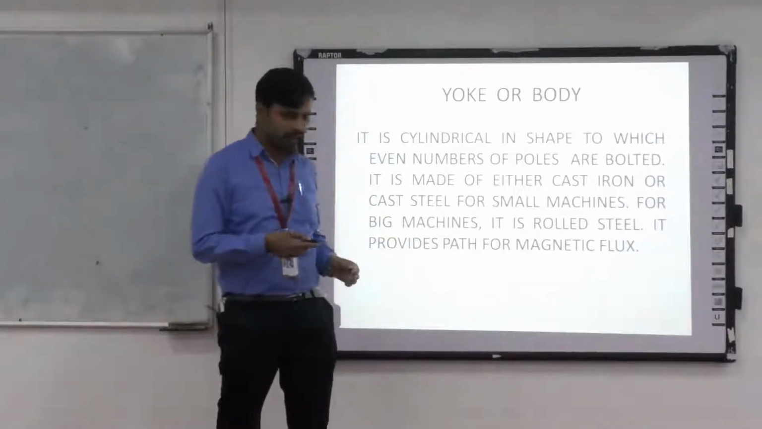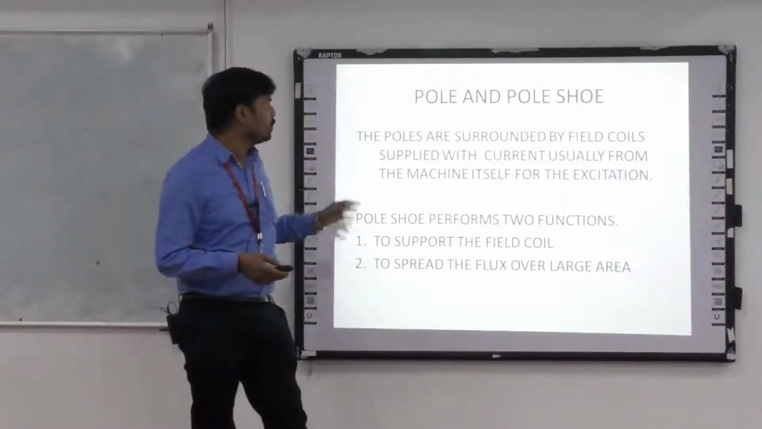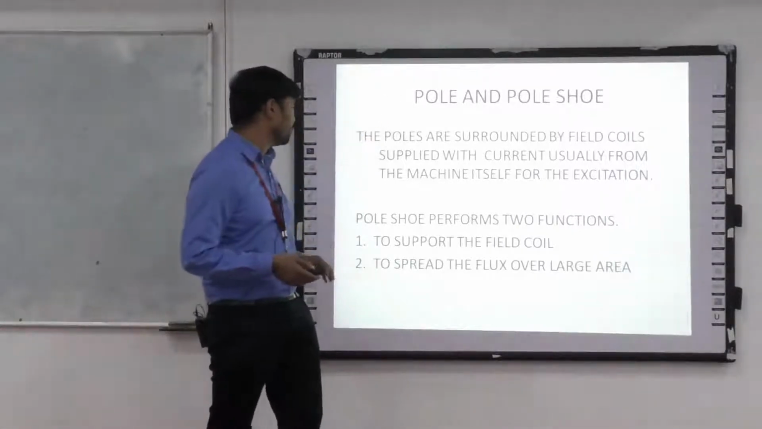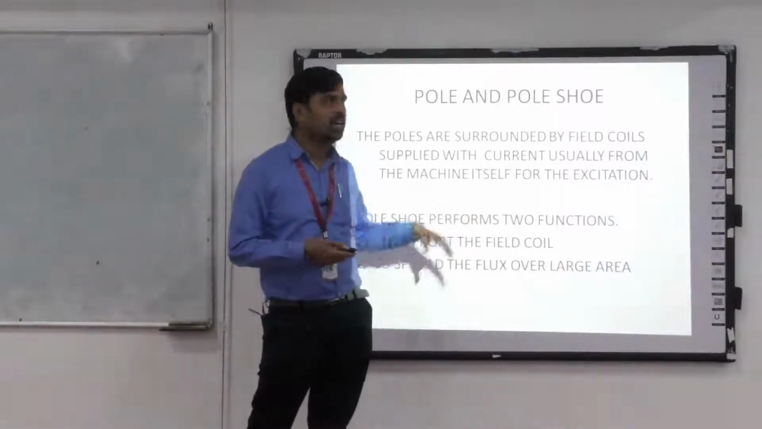It produces magnetic flux. That is the pole and pole shoes. Poles are placed in the pole shoes actually to support the field coil and to spread the flux over a large area.